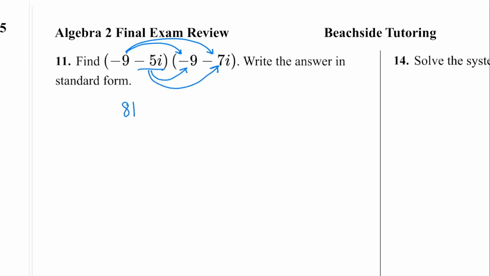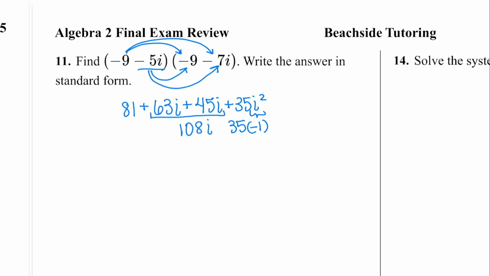So that's going to be 81 plus 63i plus 45i plus 35i squared. i squared is -1, and that's going to be times 35. The combination of these two numbers added together is going to be 108i, and then we have 81. So if we look at the 81 and the -35, that answer is going to be 46, and then we have 108i. And this is your final answer.